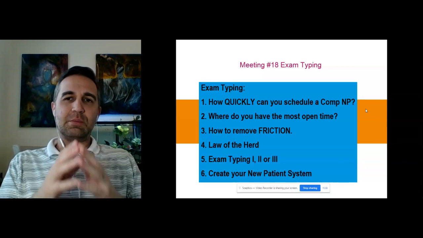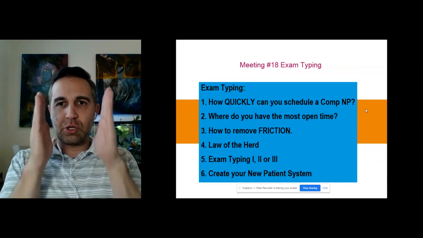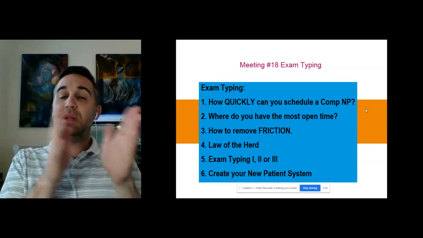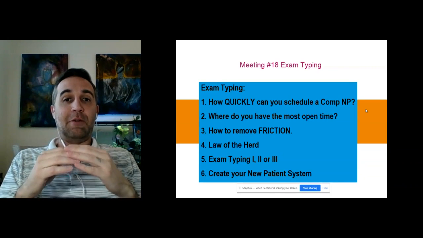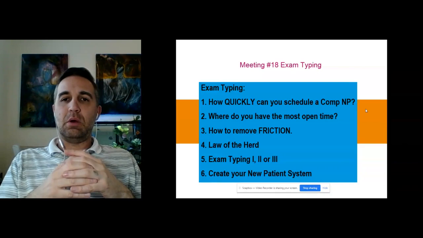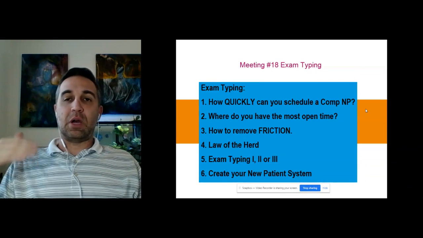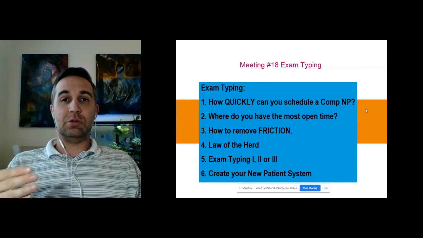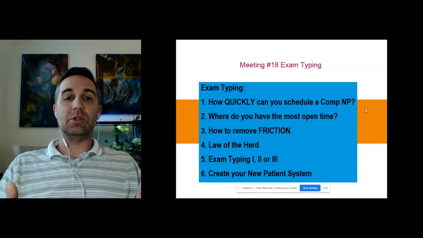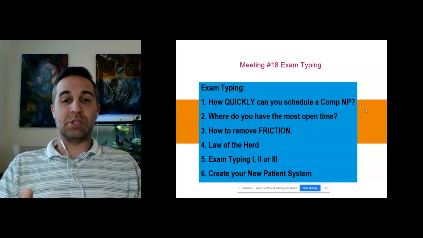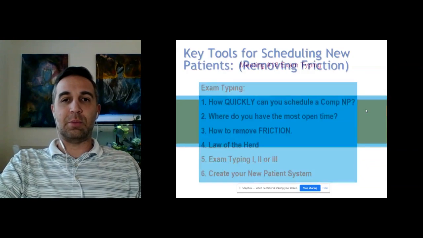When our system is too rigid, when we're so stuck to it that we have no flexibility, we become a victim of our own friction. So we're going to talk about how to remove that. We're going to talk about using the law of the herd to have patients want to come in. And we're going to talk about exam typing, 1, 2, or 3, and we're going to create your system. You're going to do that. All right, so let's jump right in.